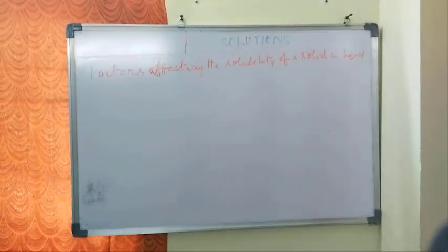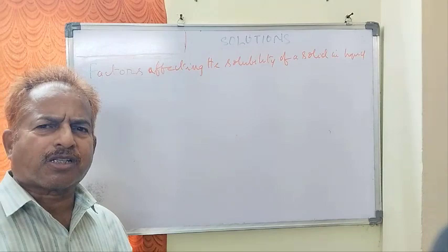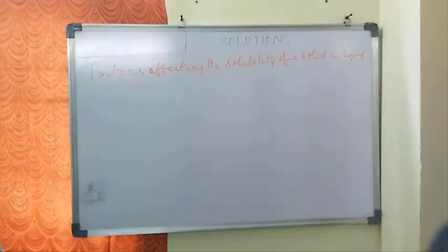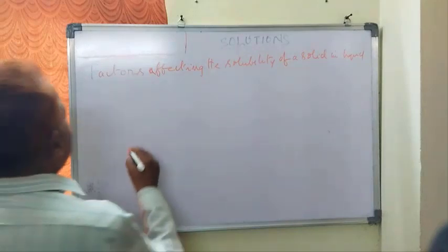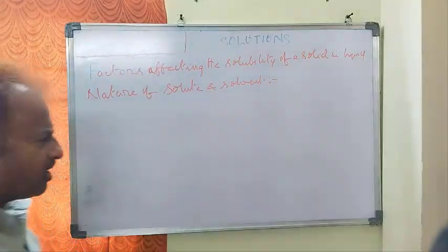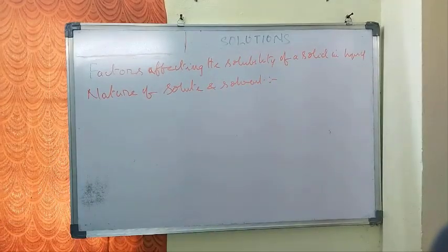Factors affecting the solubility of a solid in liquid. So what are the factors that affect the solubility? That means under what conditions the solute dissolves to a large extent, and under what conditions the solute dissolves to a lesser extent. The first factor is the nature of solute and solvent. This we discussed already, that is, like dissolves like.